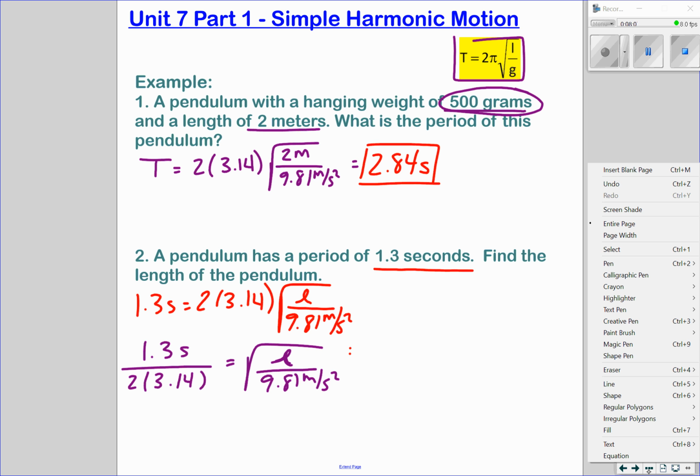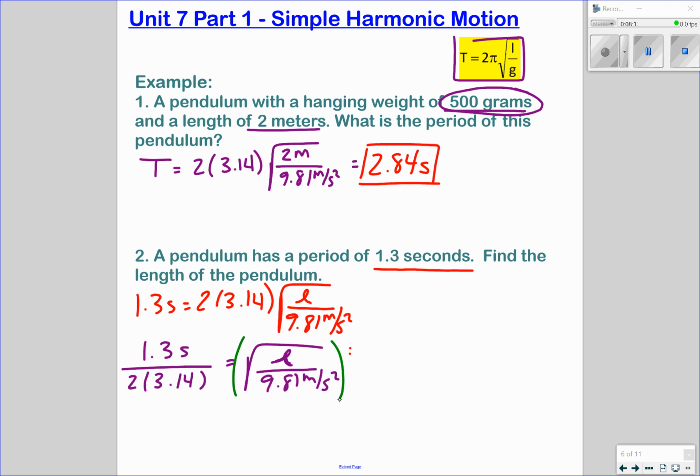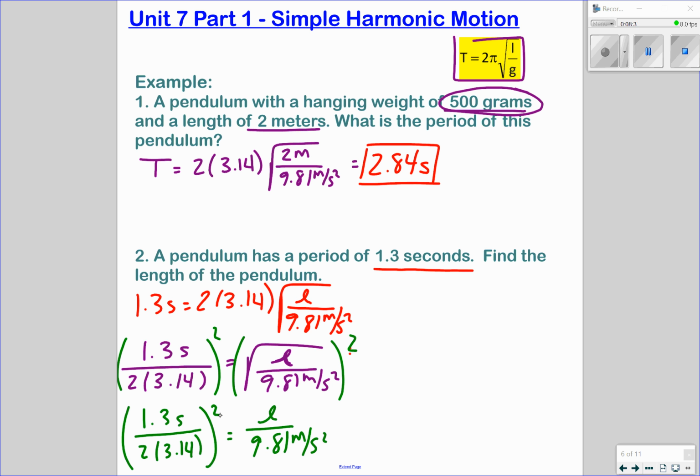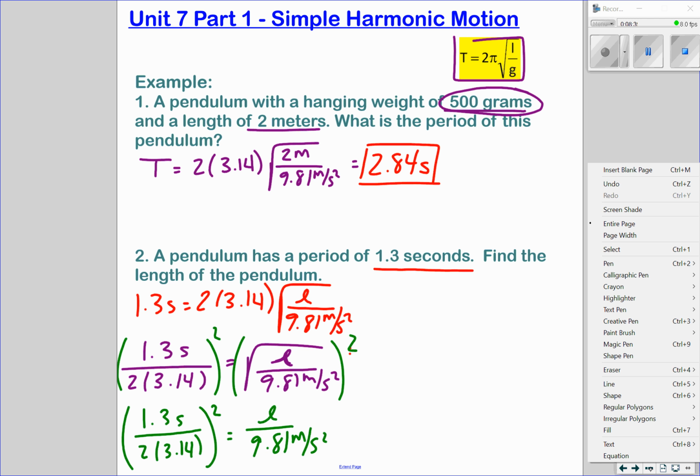Our next step, in order to continue to solve, I need to undo this radical. To undo the radical, I'm going to square both sides. So then I'm going to be left with the length of our pendulum, all over 9.81 meters per second squared, is equal to this whole quantity over here squared. I'm going to still leave it as it was before so you guys can see every single step that we're following.